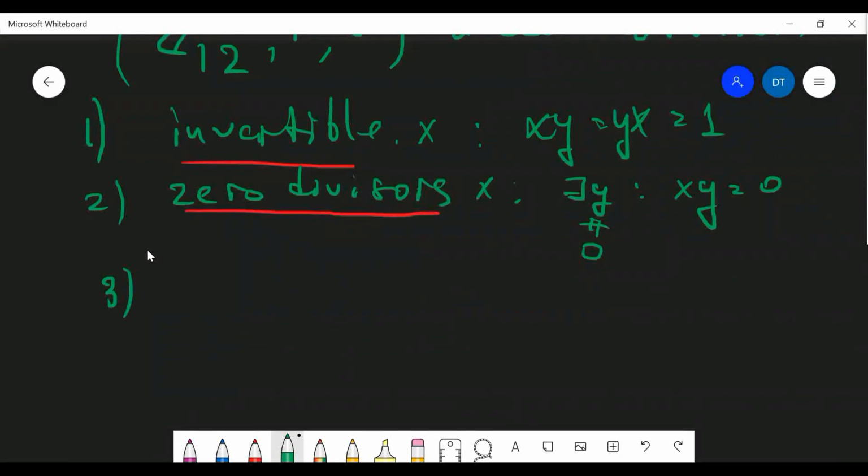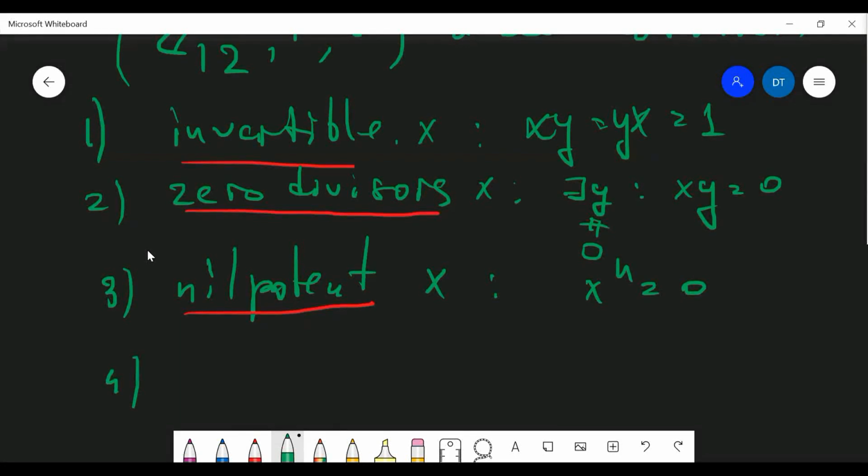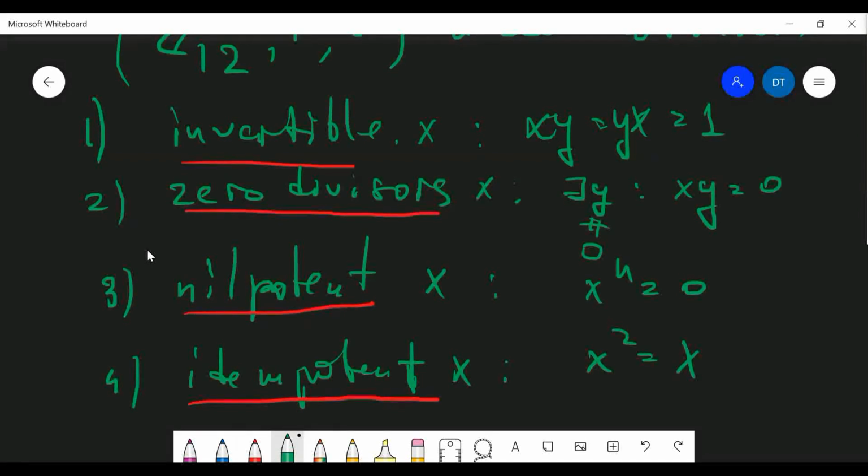Then there is a third option, a nilpotent element. A nilpotent element is an x such that x to the power n equals 0 for some natural n. And the fourth property is an idempotent. It means that x squared equals x. So let's try to compute all these elements in Z12.